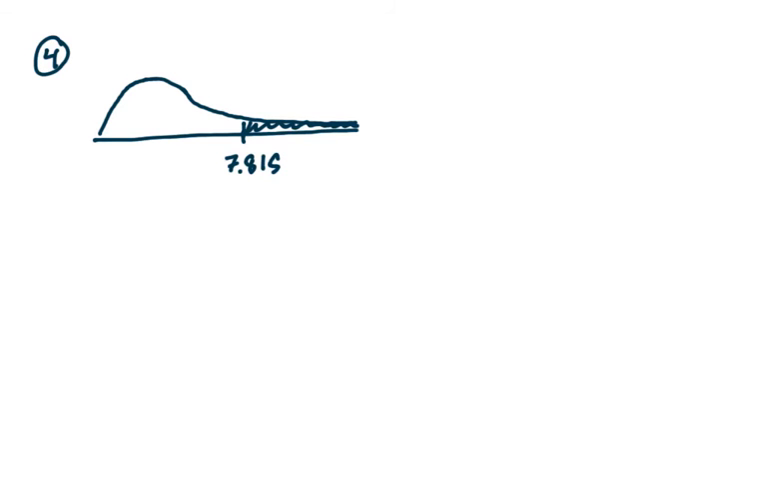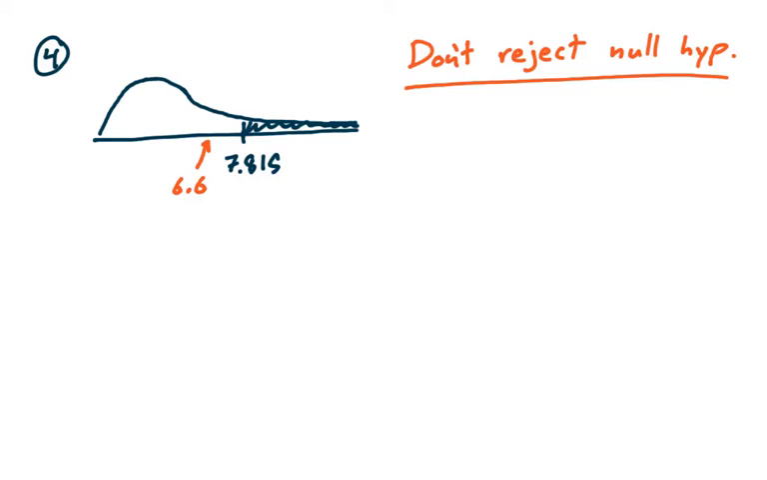And where was our test value? Well, I didn't measure this precisely, but 6.6 is on the left side of 7.815. So we're not in the critical region, or not in the rejection region, and therefore we cannot reject the null hypothesis. Don't reject the null hypothesis.